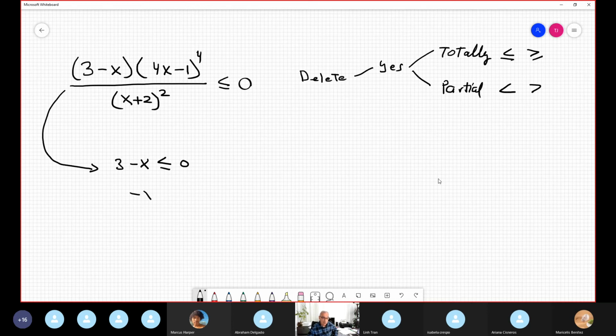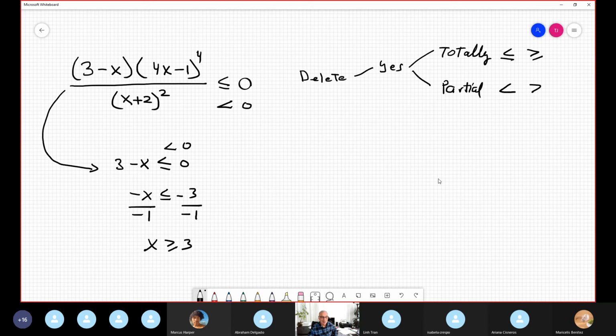Then I solve this inequality. Maybe I move this minus 3, divided by negative 1, divided by negative 1. Then x is greater than or equal to 3. However, remember, this is the solution for the inequality part, less than 0. However, what happened with the equal sign?